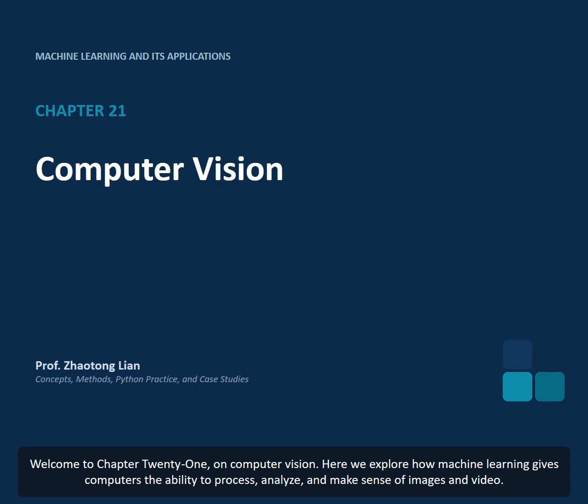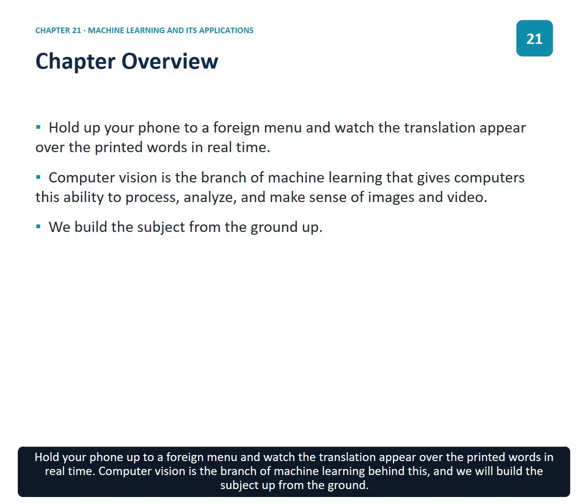Welcome to Chapter 21 on Computer Vision. Here we explore how machine learning gives computers the ability to process, analyze, and make sense of images and video. Hold your phone up to a foreign menu and watch the translation appear over the printed words in real time. Computer vision is the branch of machine learning behind this, and we will build the subject up from the ground.